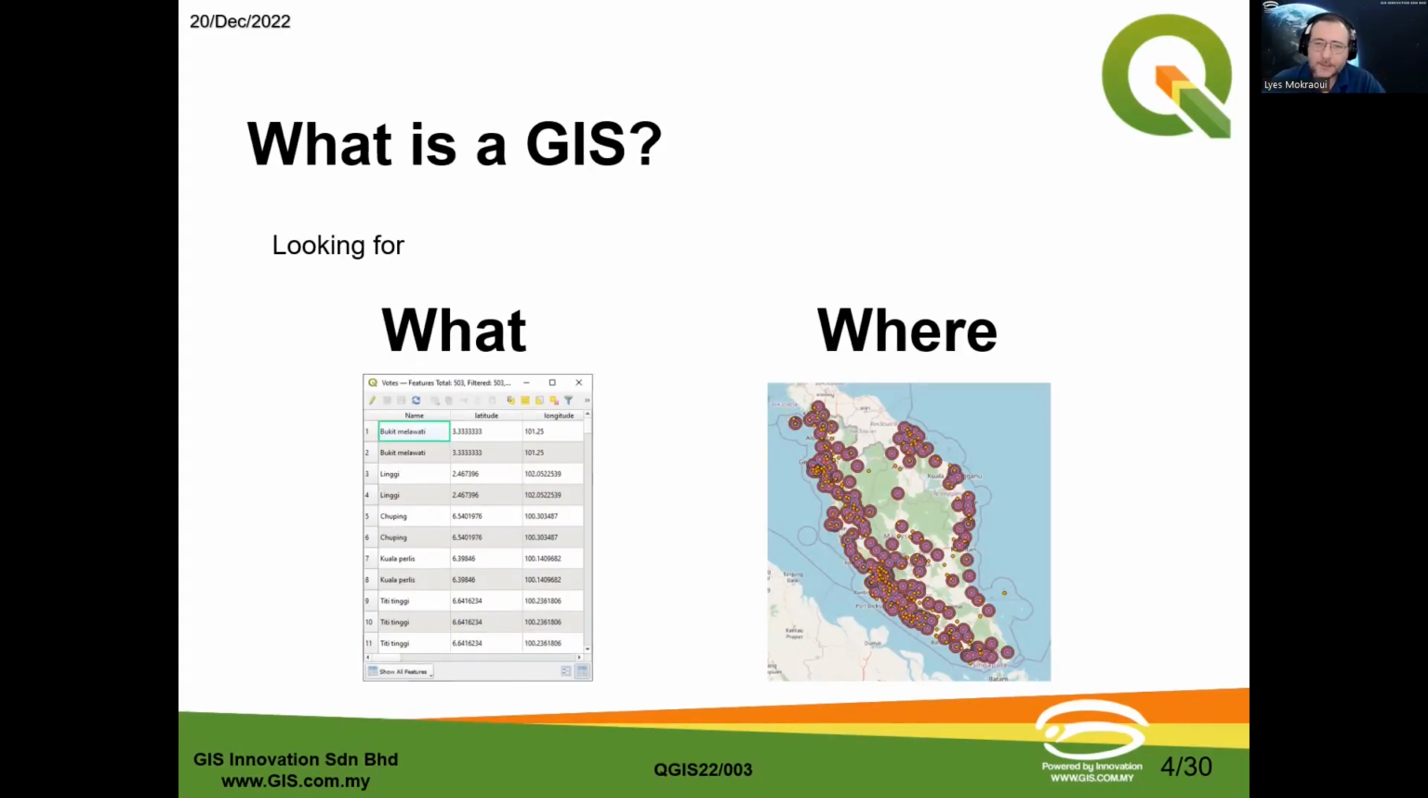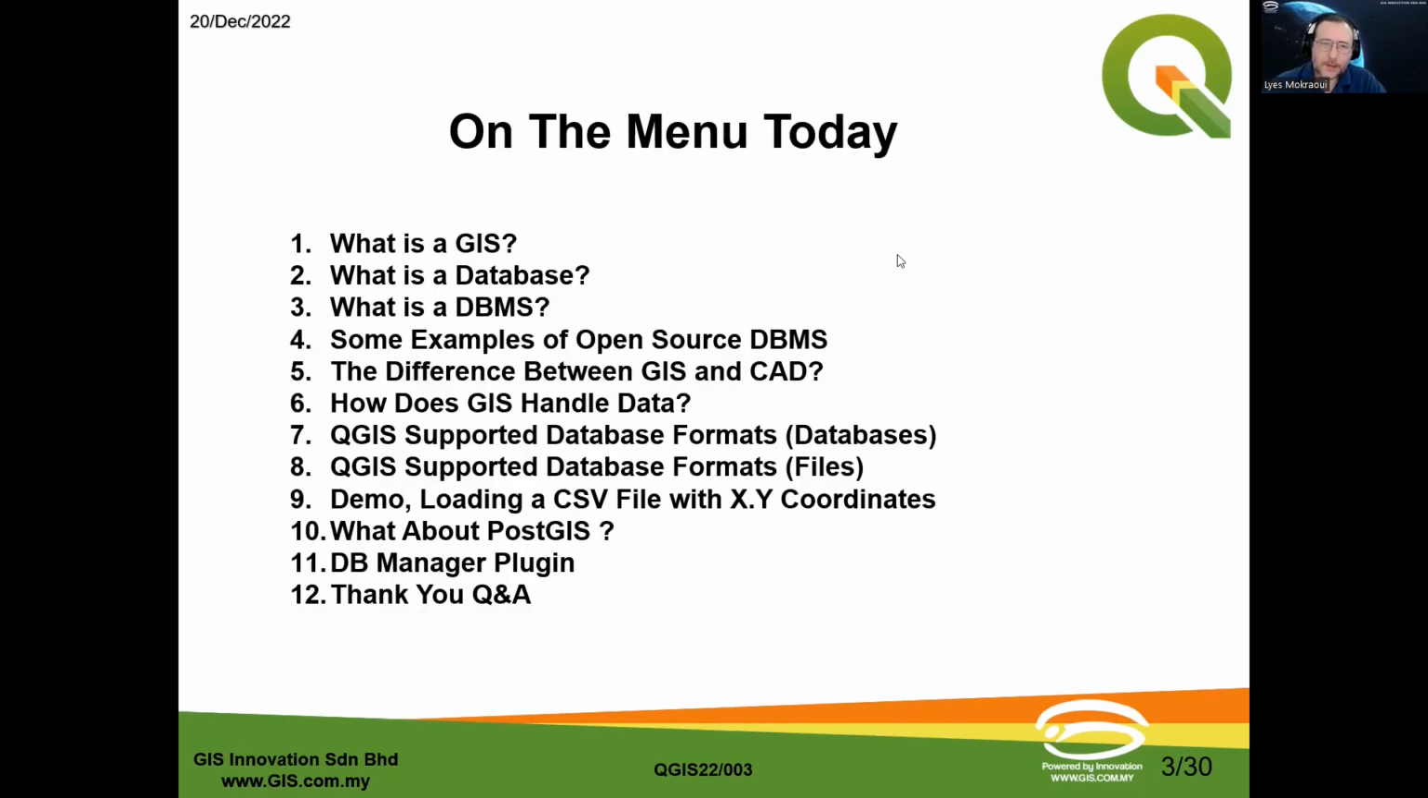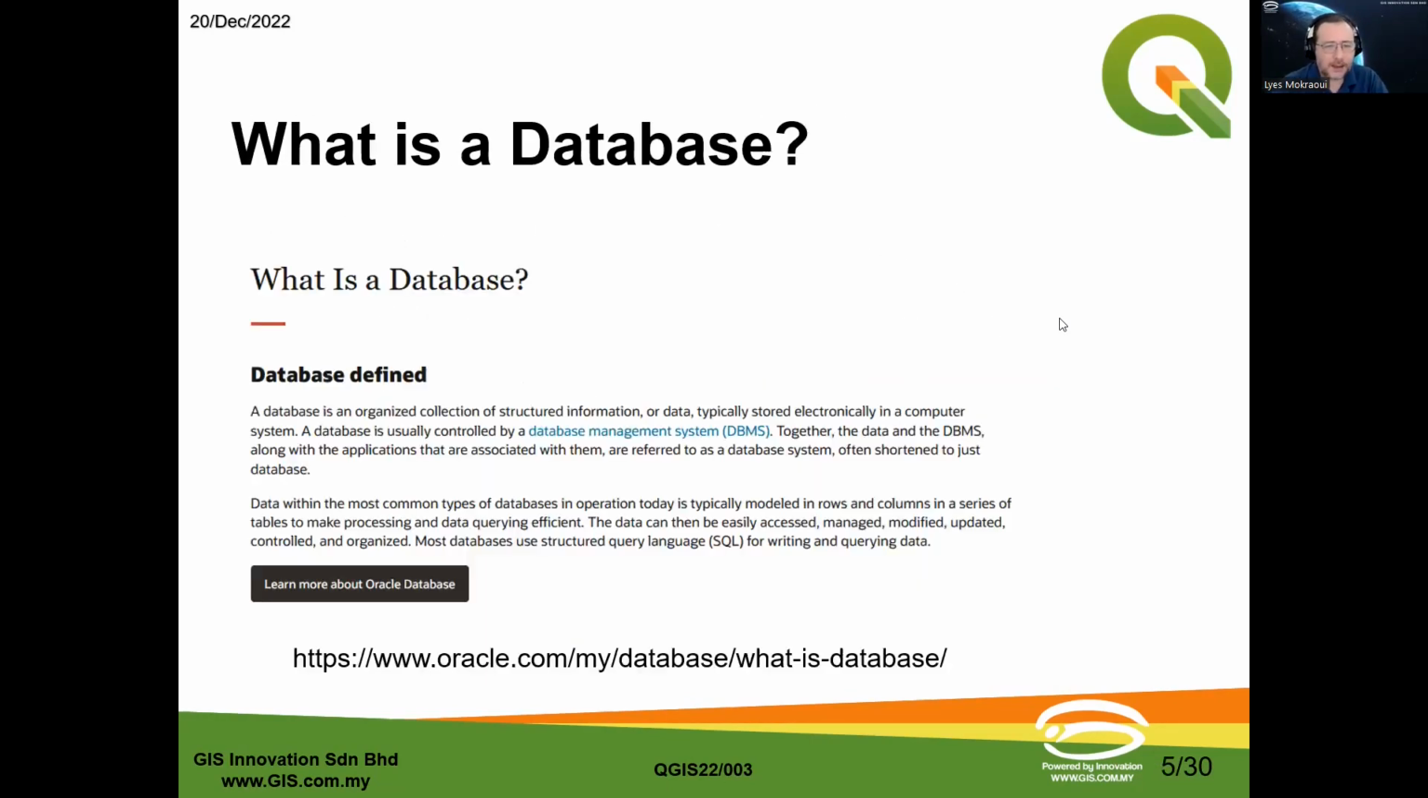So what is a database? This is a definition taken from the Oracle website. Everybody, I think, knows Oracle. So a database is an organized collection of structured information or data, typically stored electronically in a computer, right? So you can read more about this. I'm not going to spend too much time explaining what is a database. I have put the link to the website if you want to learn more.